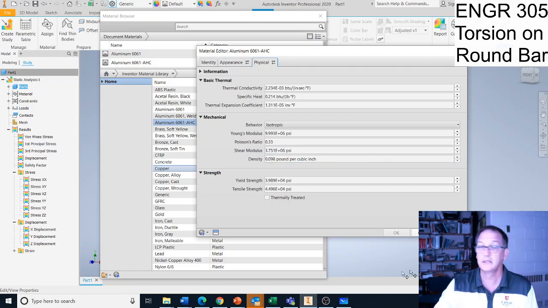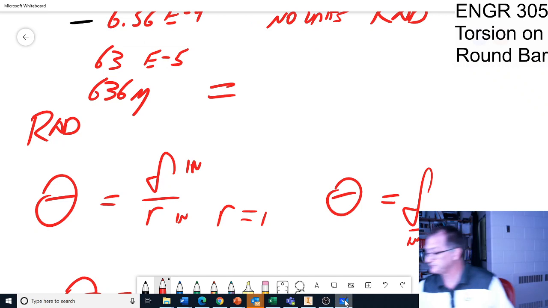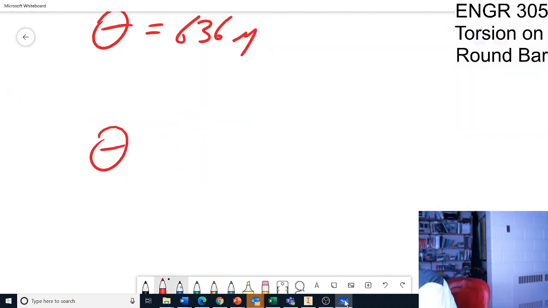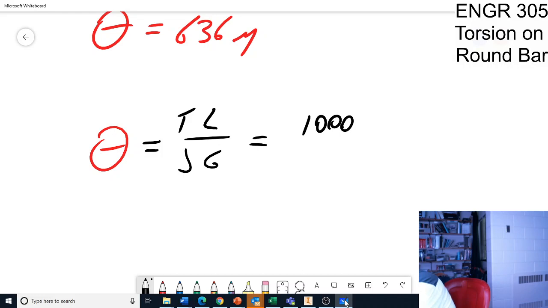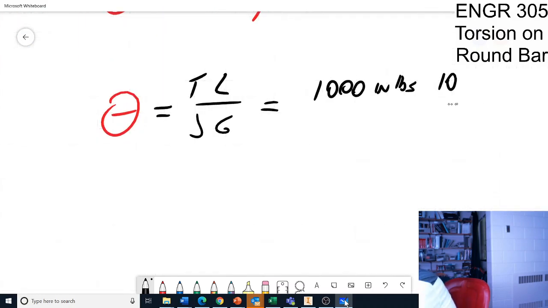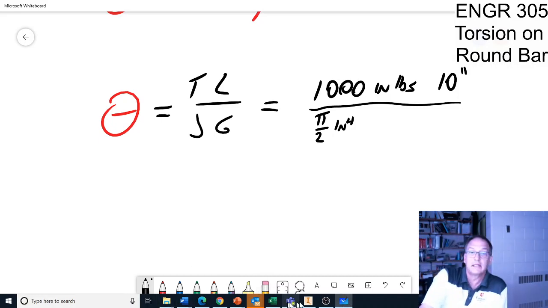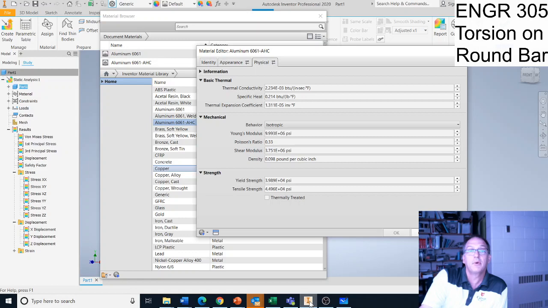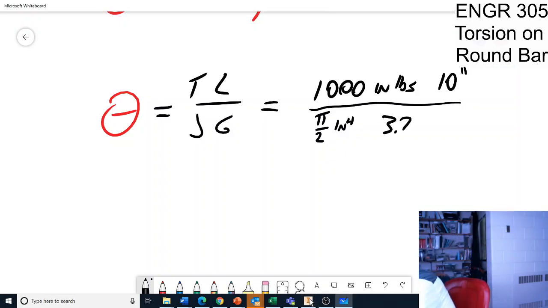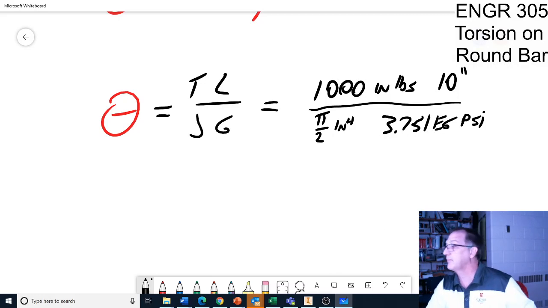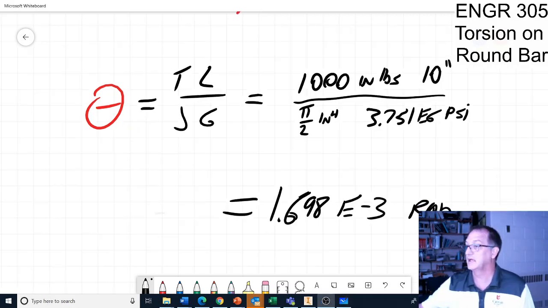All right, now I'm ready to go back to the calculator. So we're going to go back here. Theta. Oh, I can't do black. Theta equals TL over JG equals 1,000 inch pounds, L is 10. J was still pi over 2 inches to the fourth. Sorry, that's 10 inches. And G, golly, 3.751E6 PSI. Calculator time, put it in my pocket. Equals 1.698E negative 3 radians.